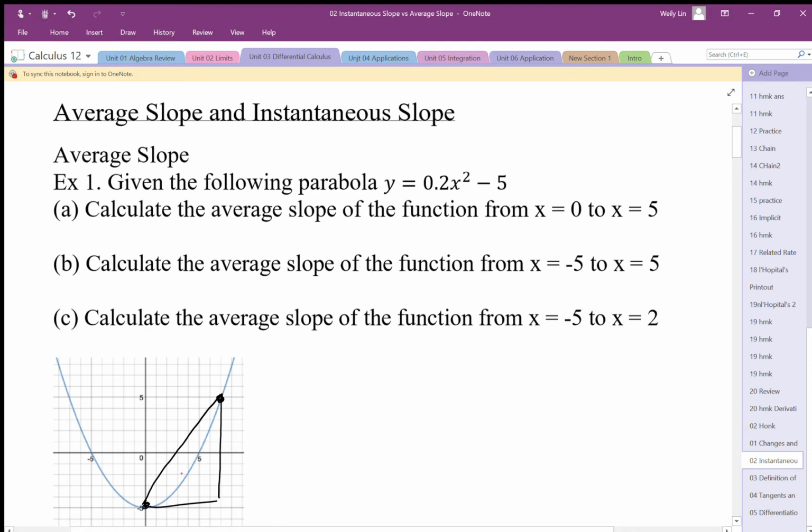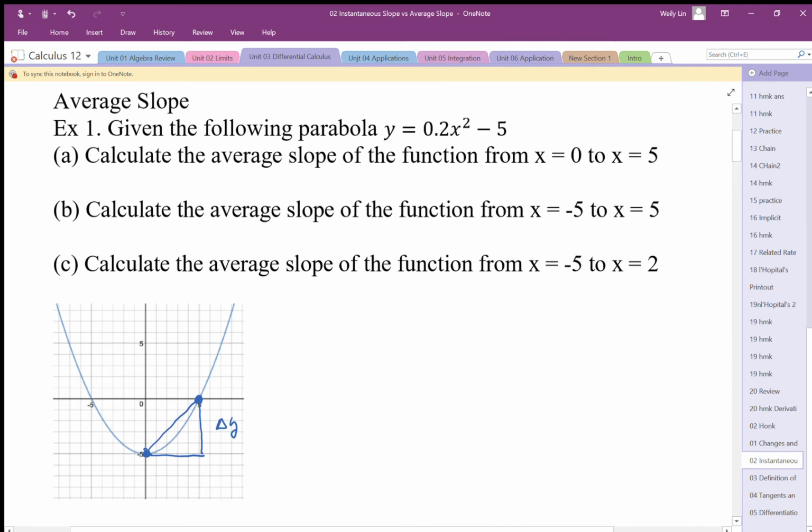So if I want to find the slope right at that point, that instant, I would use a tangent line here. Okay, so those are the differences that we're going to look at today. So we've got a parabola, and I want to find the average slope from x equals 0 to x equals 5. I'm going to do the average slope here in blue. So here's my point, x equals 0, x equals 5, and I draw in my slope triangle. I want to find the change in y compared to the change in x. So there's my slope.